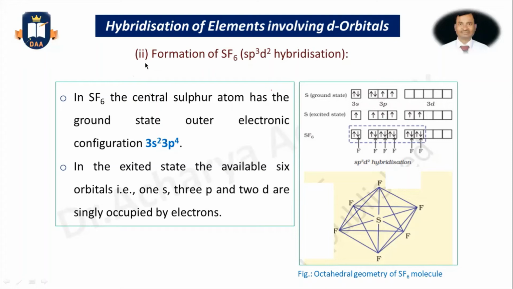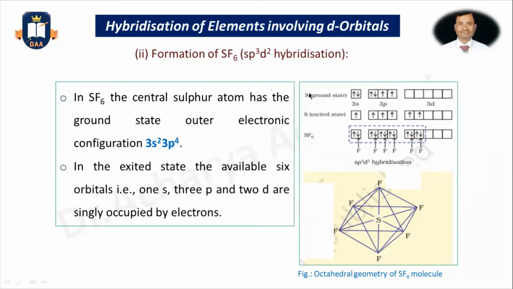Now we will find another example for sp3d2 hybridization. The example molecule is SF6, sulfur hexafluoride. And in this hybridization, 1 3s orbital, 3 3p orbitals, and 2 3d orbitals participate to form this type of hybridization.